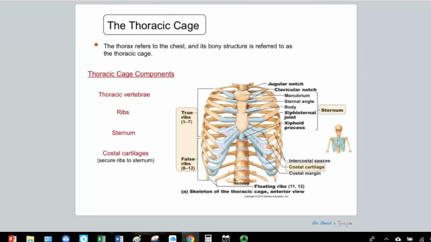All right, then on to the thoracic cage. The thorax refers to the chest, and the bony structure below it is referred to as the thoracic cage. And there's three parts to it. There's the thoracic vertebra in the back there. We have the ribs, and we have the sternum, and we also have these costal cartilages that connect the ribs to the sternum.